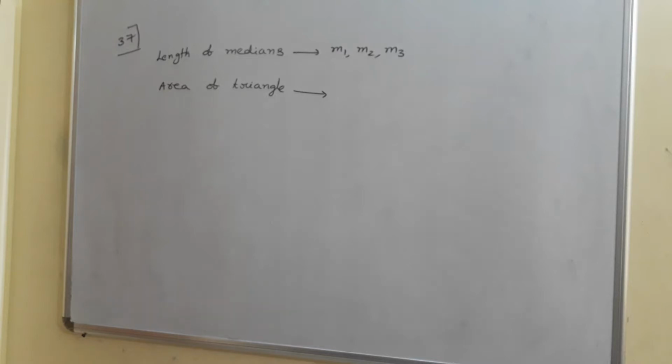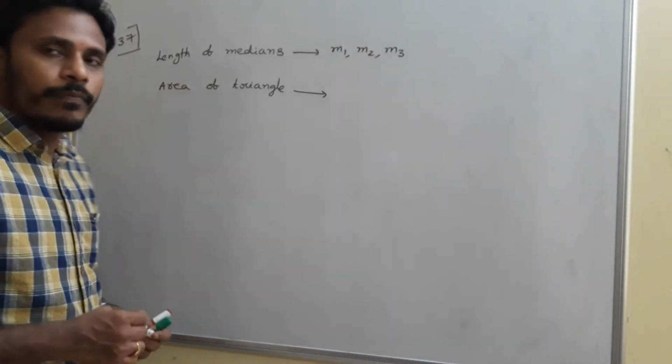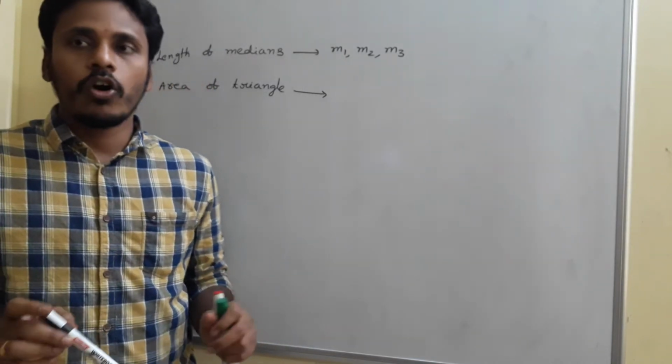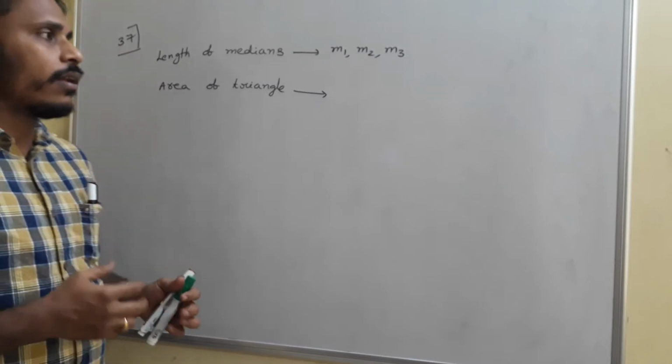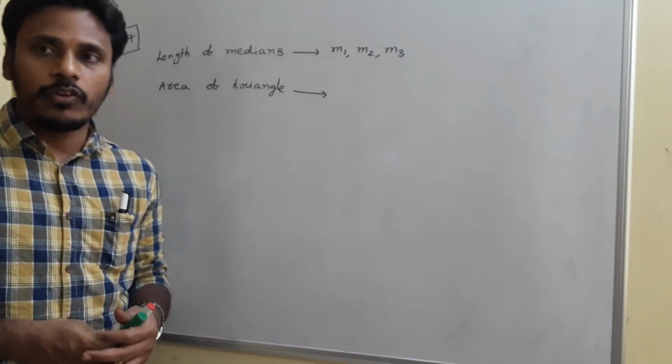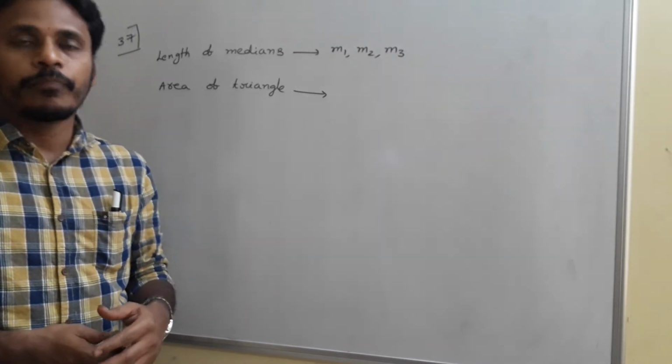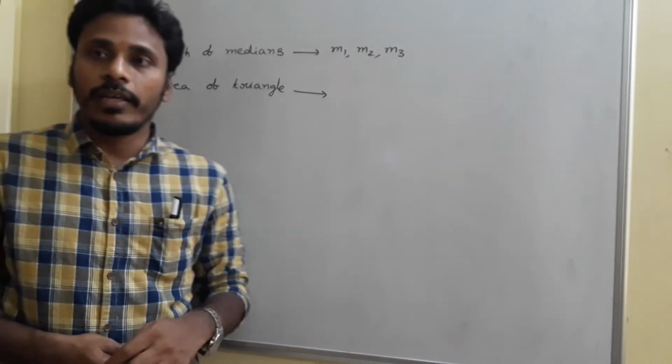But just have a look there. The lengths of medians m1, m2, m3 are given, and now our task is to find the area of the triangle. Finding the area of a triangle, we have many formulas if we know the sides or angles related to the triangle. But here what we have is m1, m2, m3.